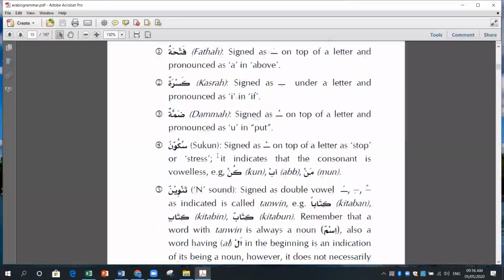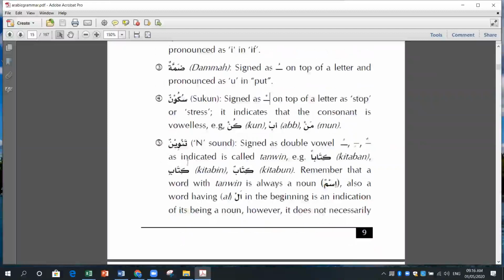Sukoon means when there is no movement, and it indicates that the consonant is vowel-less, like kun. It's not kunu or kuna. It's kun. You have to stop the sound over there. We already discussed noon, the n sound, and when these movements become double, then it is called tanween. For example, fathatain, dhammatain: kitab, kitaban, kitabin, kitabun.